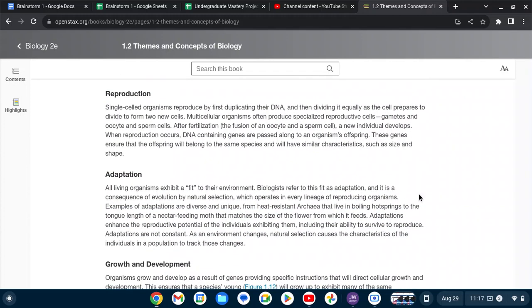Reproduction. Single-celled organisms reproduce by first duplicating their DNA and then dividing it equally as the cell prepares to divide to form two new cells. Multicellular organisms often produce specialized reproductive cells, gametes, and oocytes and sperm cells. After fertilization, the fusion of an oocyte with a sperm cell, a new individual develops. When reproduction occurs, DNA containing genes is passed along to an organism's offspring.